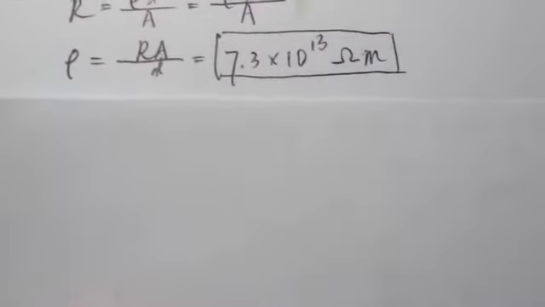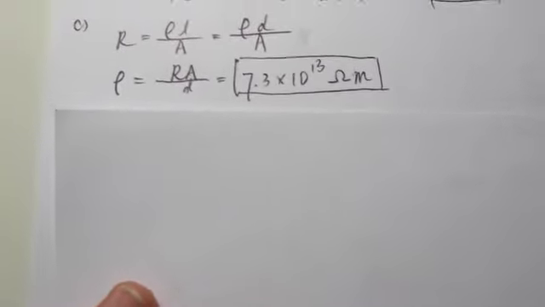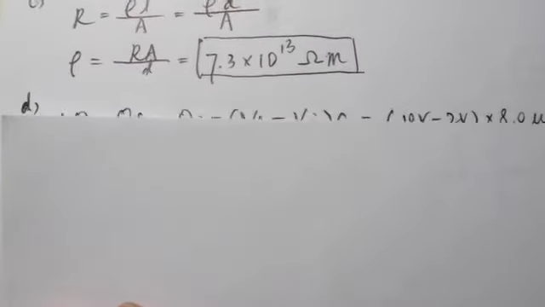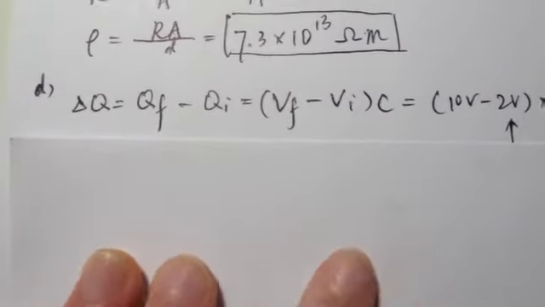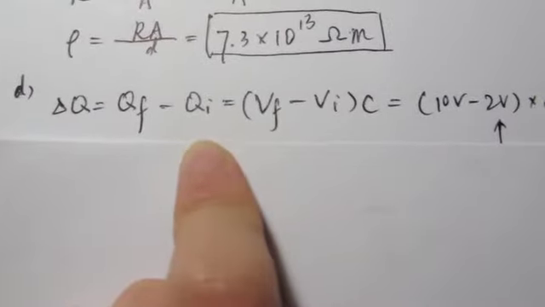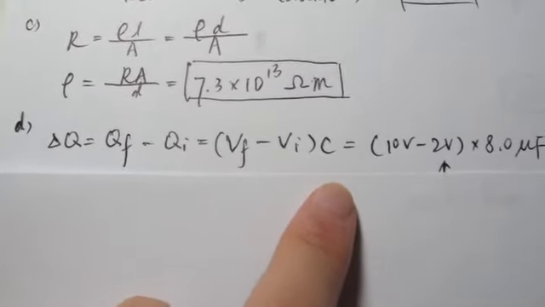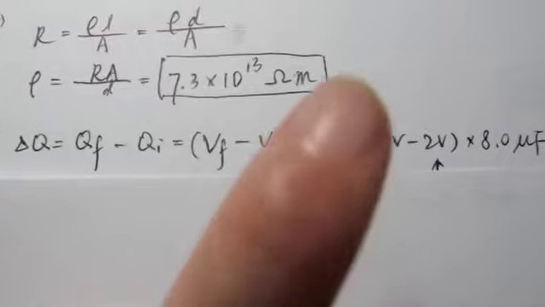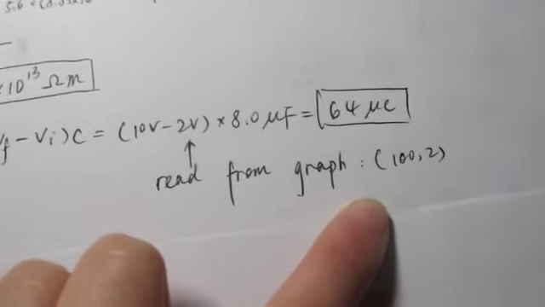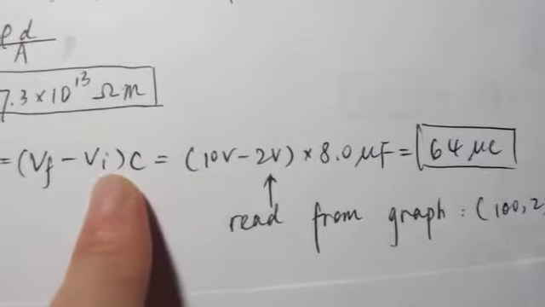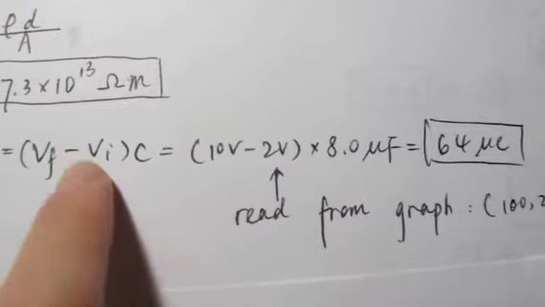So part D. Find the magnitude of the charge leaving the plates. Okay, so the change of charge equals Q final minus Q initial, and Q equals VC, right? So, which means that this equals VF minus VI times C. And then from your graph, we know that when T equals 100, V equals 2. So read from graph. So we plug in 10 for VF and 2 for VI.